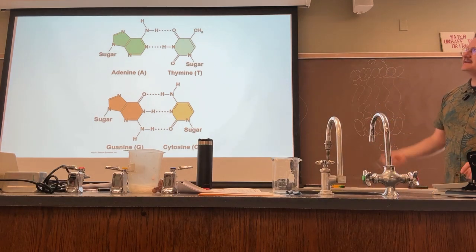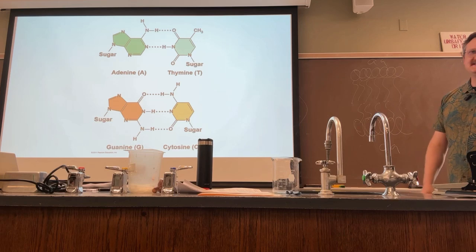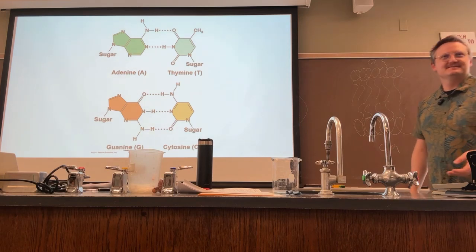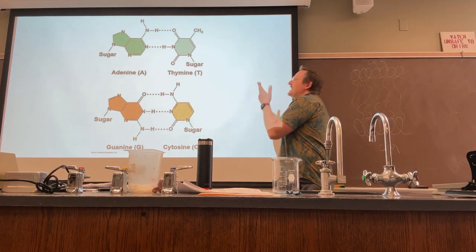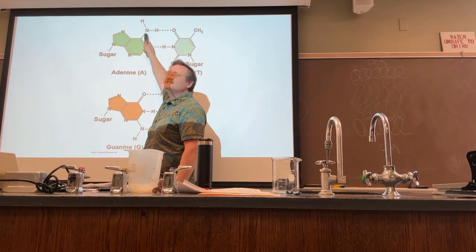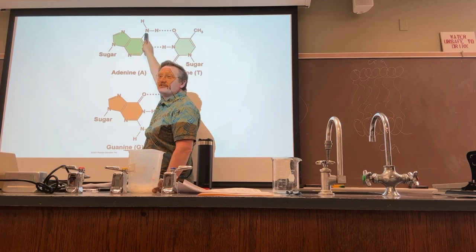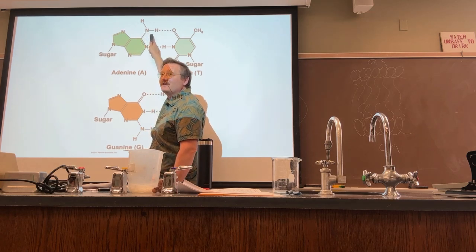Adenine, thymine, they always interact. Guanine, cytosine, they always interact. All right? The dotted lines indicate hydrogen bonds. And look, you know that these could be hydrogen bonds because there's an oxygen over here, there's a hydrogen right here, there's a nitrogen here. Nitrogen's also super electronegative.